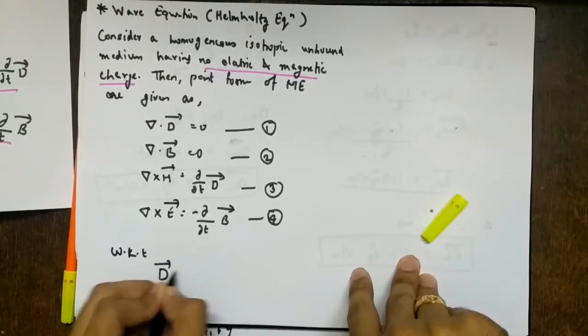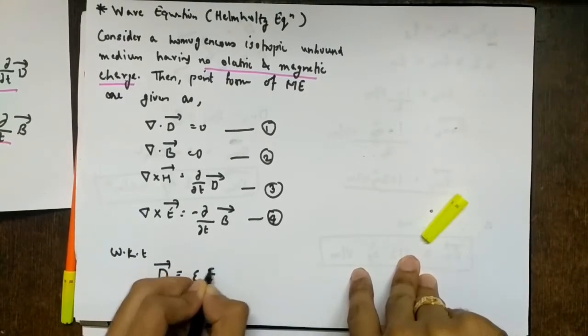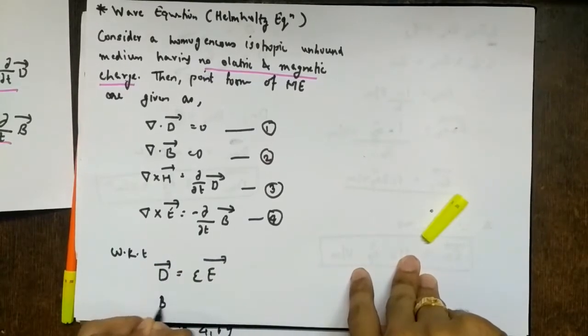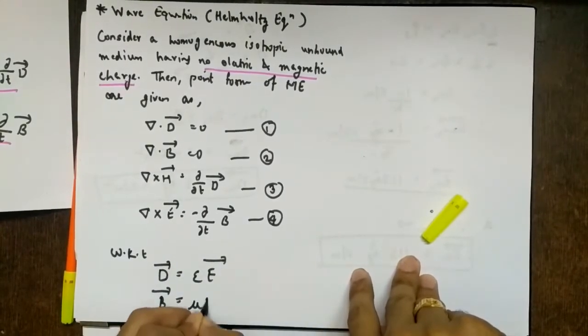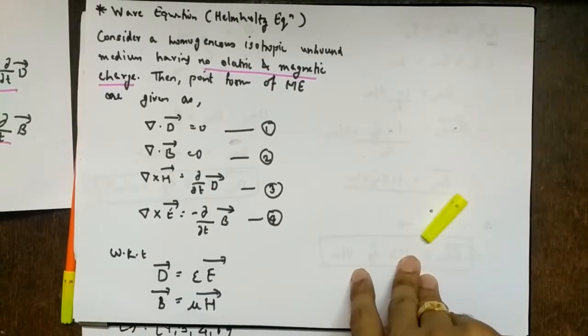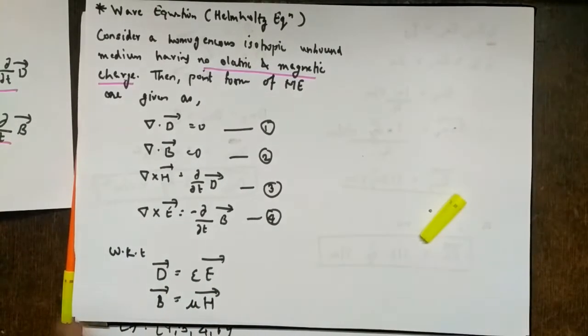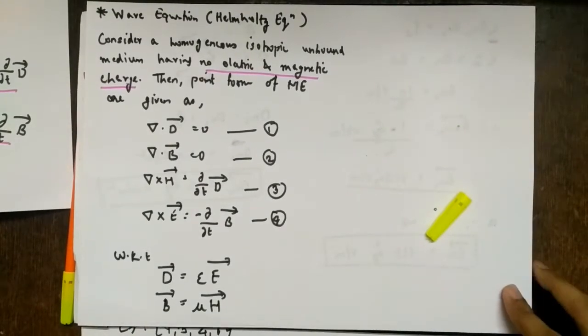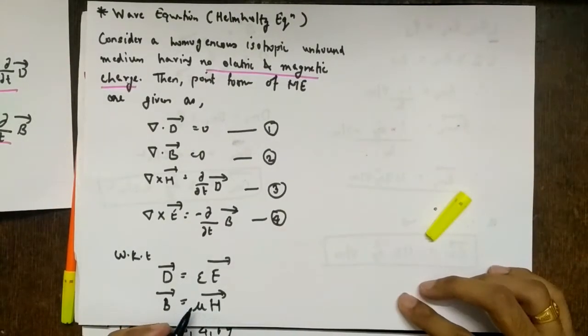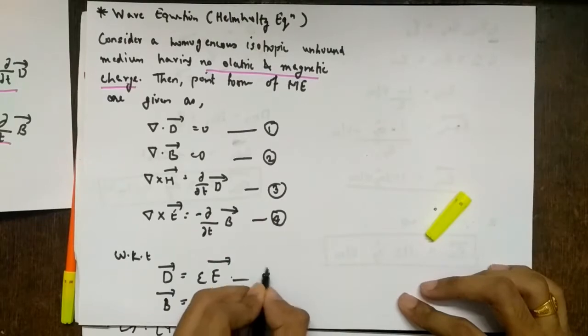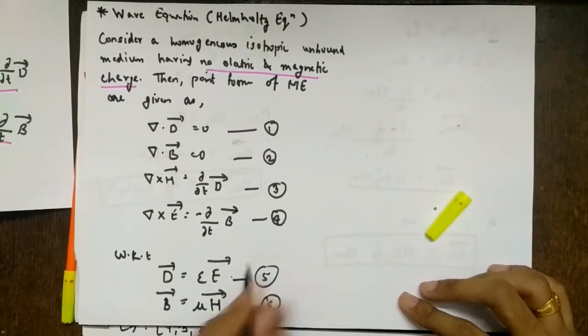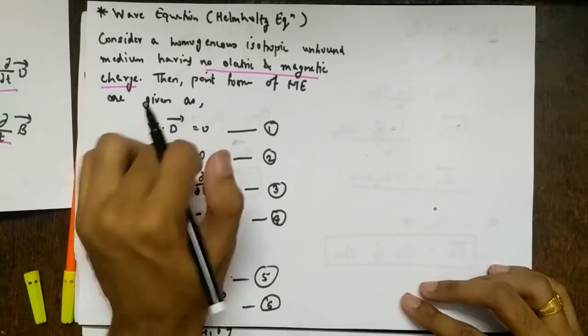So we know that D vector is epsilon E vector, and B vector is mu H vector, right? So this we already know. Let's say this is equation 5, this is equation 6. Okay, so substitute them here.